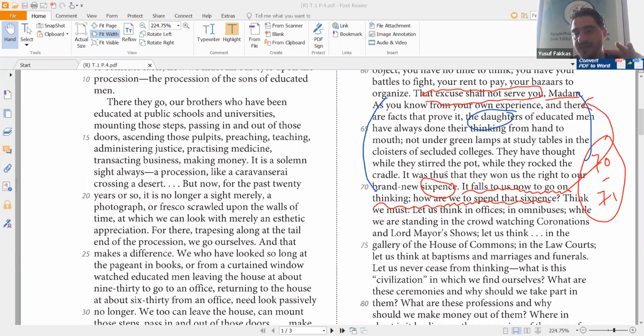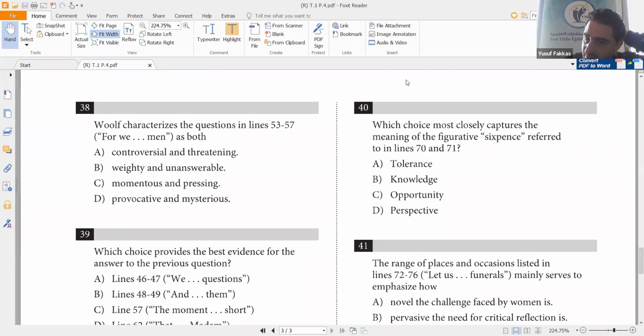So that gives us half of the answer. Because what is the sixpence? It's something that was provided by the daughters of educated men. How could they provide us with this sixpence? Because they have done their thinking. And now what should we do? We have to continue thinking, but this time not how to get the sixpence because we already have it, but how to spend it. So now I go to the options and I see which one will make more sense.